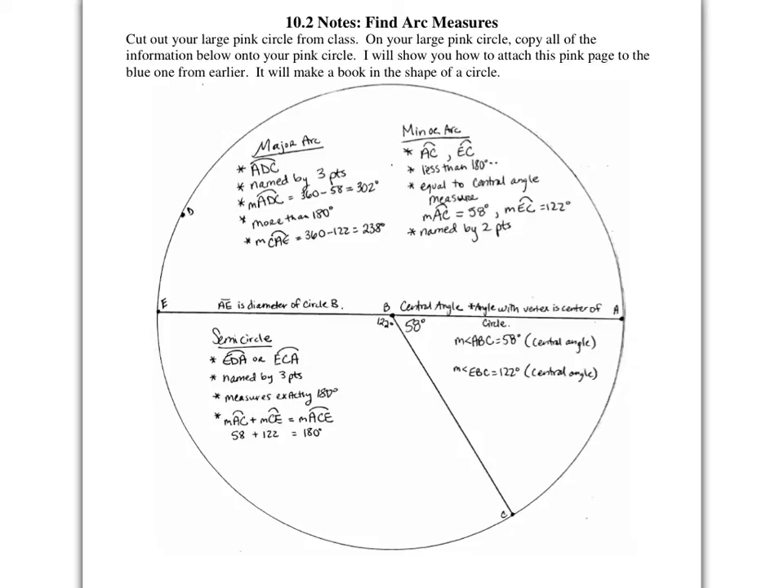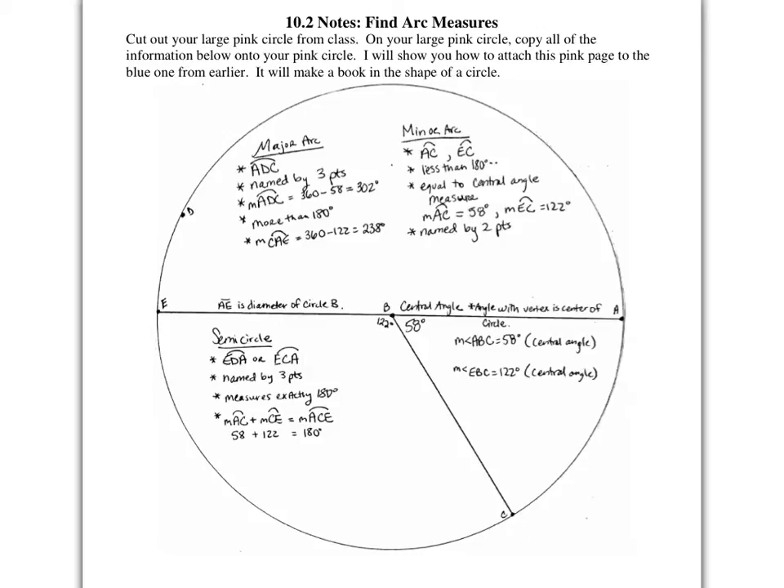So this time we have a pink circle, so you need to cut out your pink circle from class, and you're going to copy all this information on there. If you notice again, if you fold your circle in half, you can draw a line through it, and that's where this diameter is coming from. If you fold it in half again, you can't see it, but mine was folded right here, and then that's how I found that my point B, that's the actual halfway point.